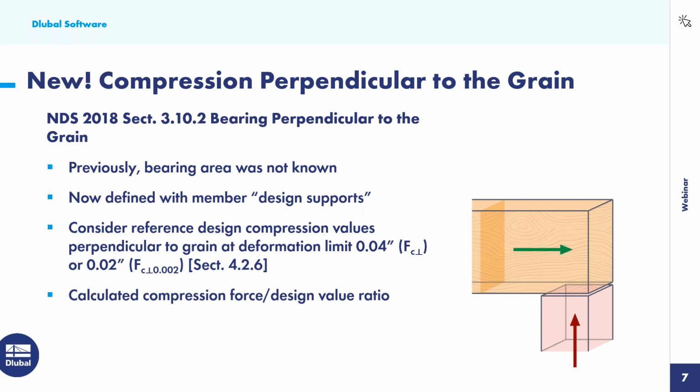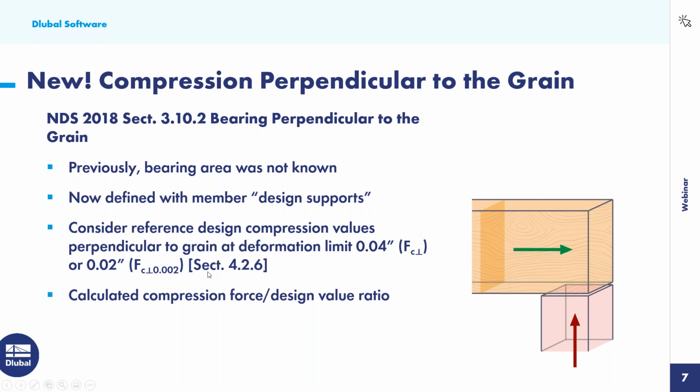So you want to refer to the NDS section 4.2.6 because it is important here that we consider the reference design compression values perpendicular to the grain depending on the member's material. And the NDS has done some various studies to limit the deformation of these members and materials to 0.04 inches to come up with the design compression value. Well, alternatively, if you want a little bit less deformation, so let's say 0.02 inches, the code goes on to say, we'll use 73% of the 0.04 inch design value. This is important because we do need to select this option in just a minute within the program.